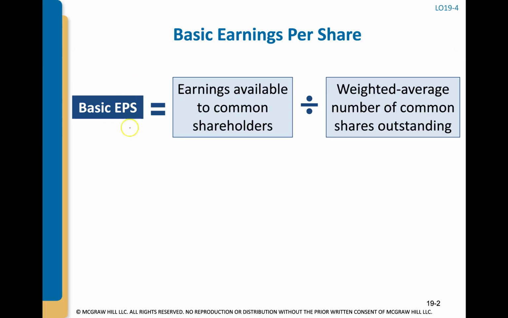When we calculate basic EPS, we take our earnings available to common shareholders, which really means our net income less any preferred dividends paid, accrued, or owed, divided by the weighted average number of common shares outstanding. It is really important to know this basic calculation and understand what goes in the numerator versus the denominator, because it'll come into play later in this video.